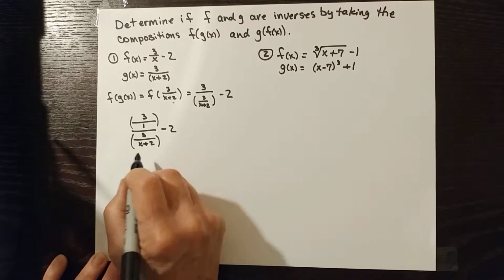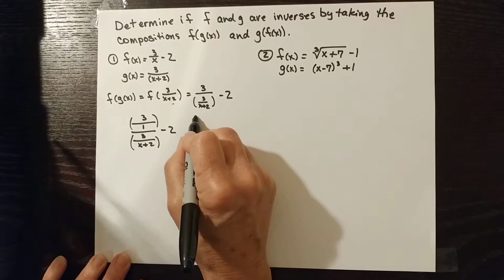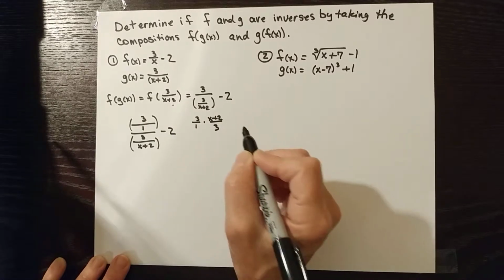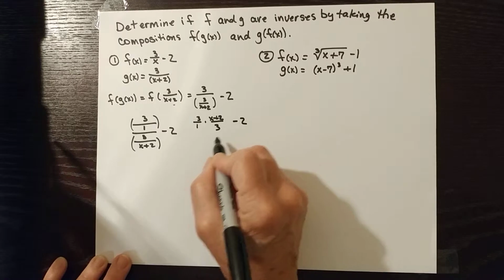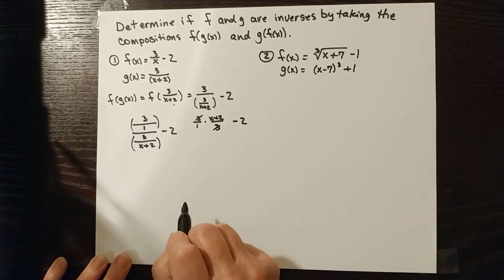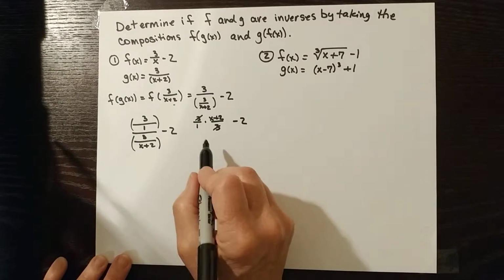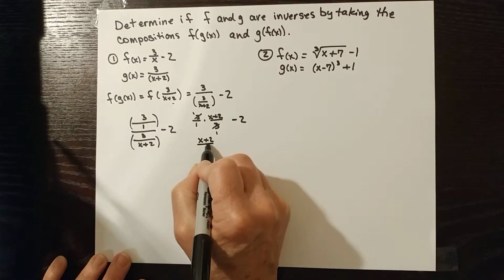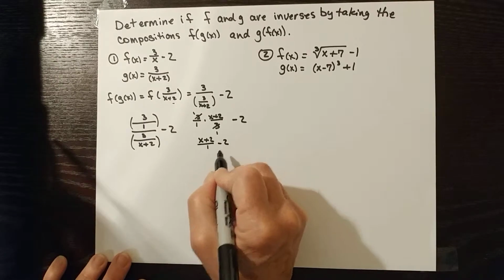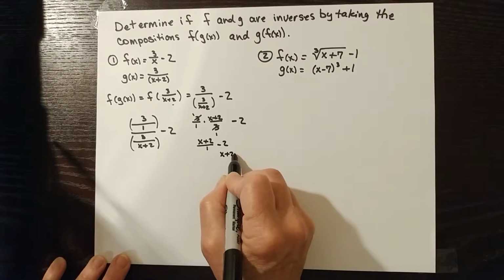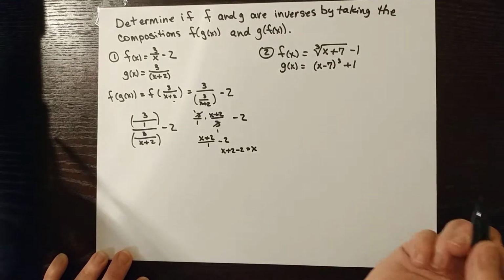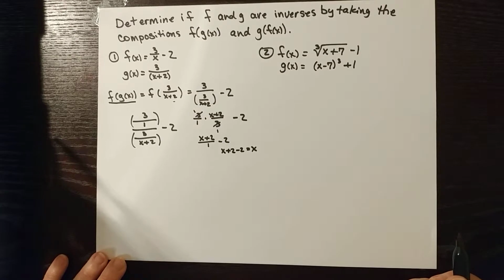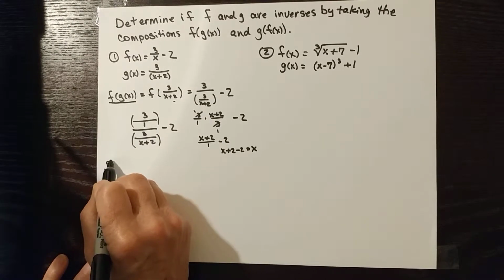So to simplify this part, it looks like 3 over 1 times x plus 2 over 3, and this is minus 2. These 3's will divide into each other to become a 1. We are left with 1 times x plus 2, which is x plus 2 over 1, minus 2. So this is simply x plus 2 minus 2, and it simplifies down to x. That was just taking f of g of x. Now let's take g of f of x and see what happens.